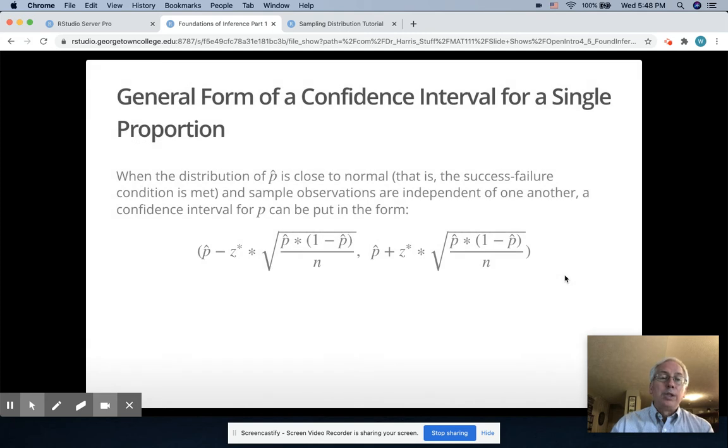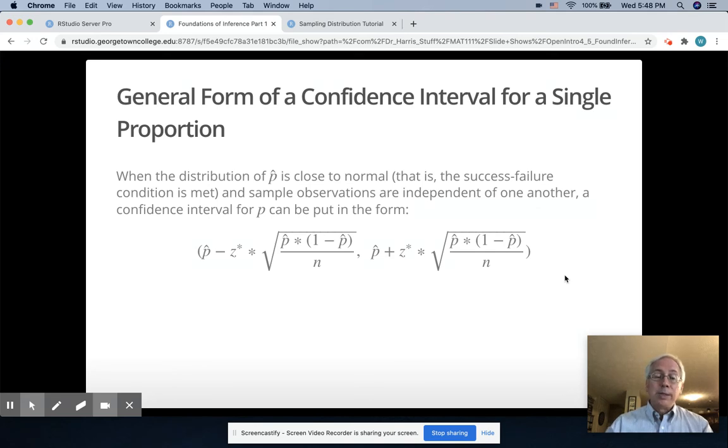So let's talk about a general formula for the confidence interval for a single proportion. The thing that's different here is the introduction of this z star. So my interval is going to be p hat minus z star times the standard error, square root of p hat times 1 minus p hat over n, to p hat plus z star times the square root of p hat times 1 minus p hat over n, where z star is going to be a value that depends on the level of confidence. We've talked about 3 different levels of confidence so far, 90, 95, and 99%. And you can imagine then that we're going to have a different value of z star for each of those.